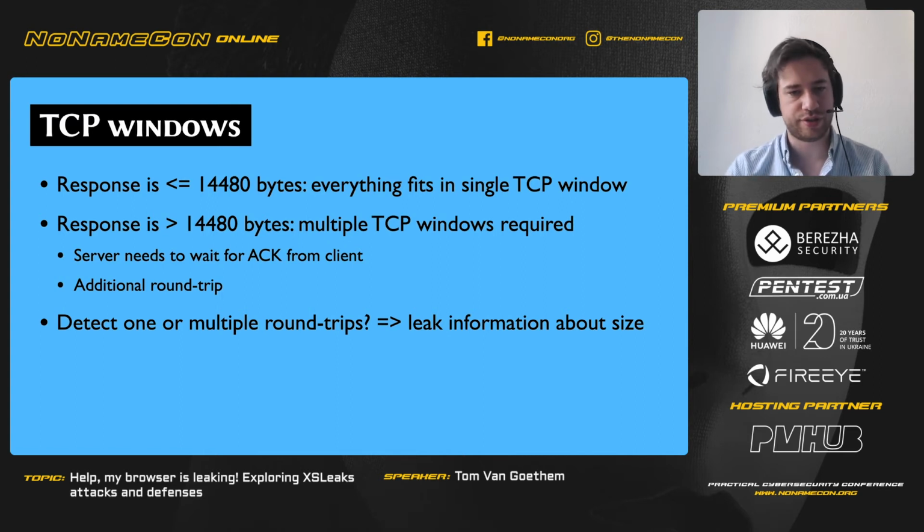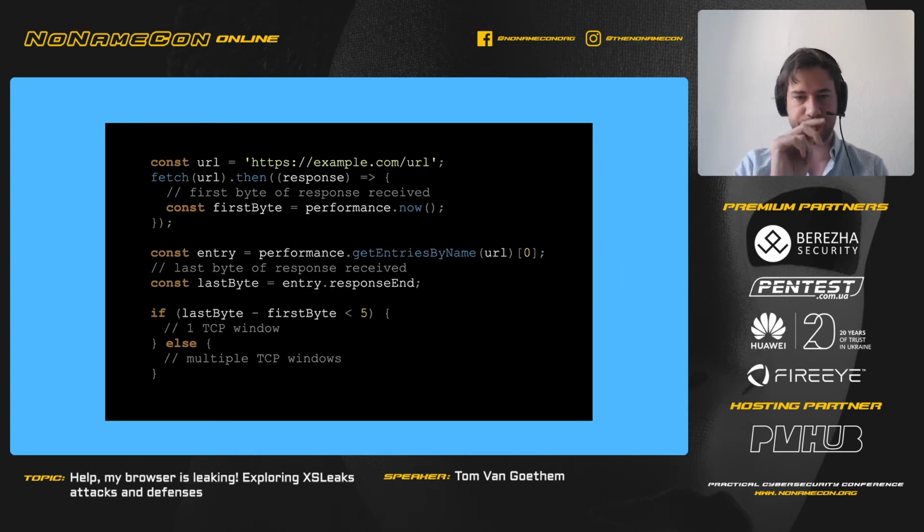As I've said, if it's less than 14,480 bytes, everything will fit in a single TCP window. If it's more, then multiple TCP windows are required, because the server needs to wait for the TCP ACK from the client, which will require an additional round trip. So if we have some kind of mechanism to detect whether one or multiple round trips were required, we can leak information about the size of the response. And that's exactly what we will do here.